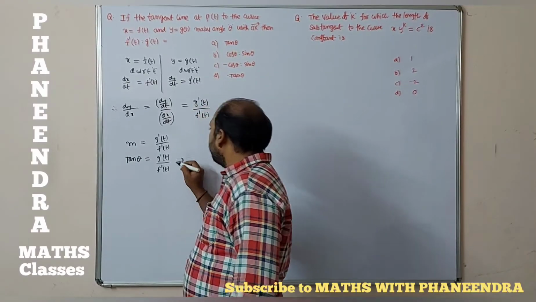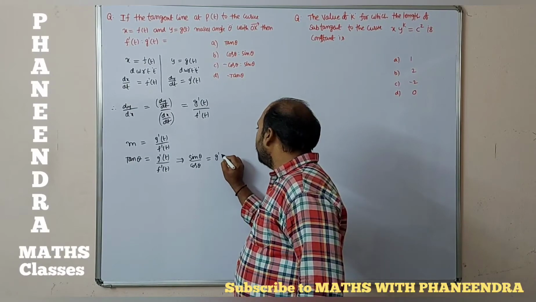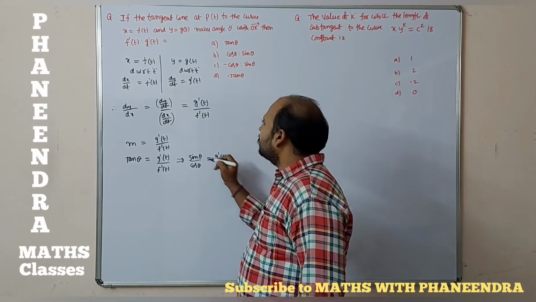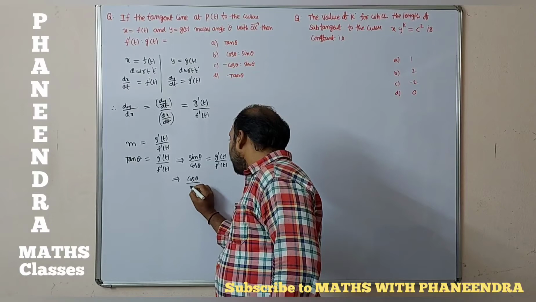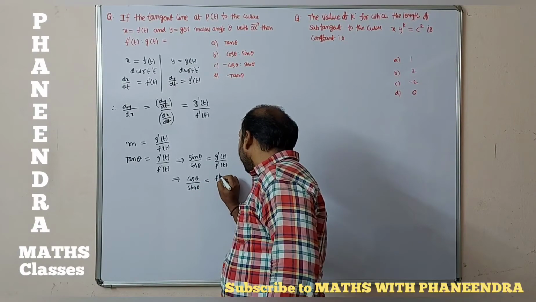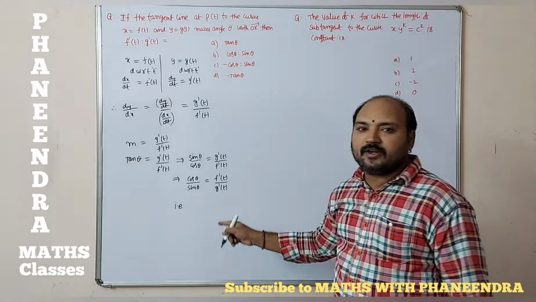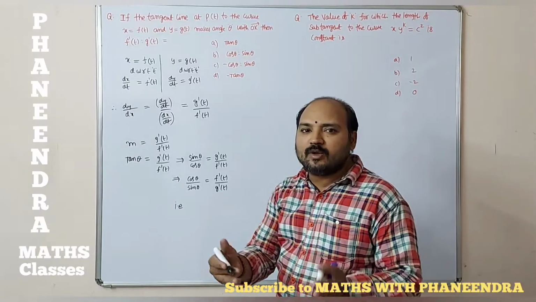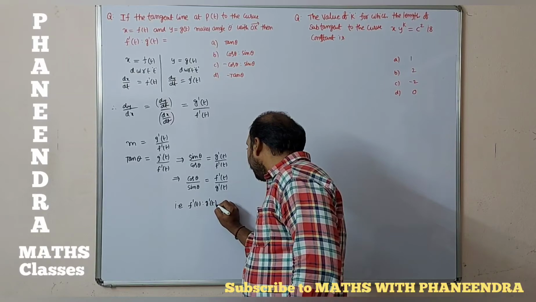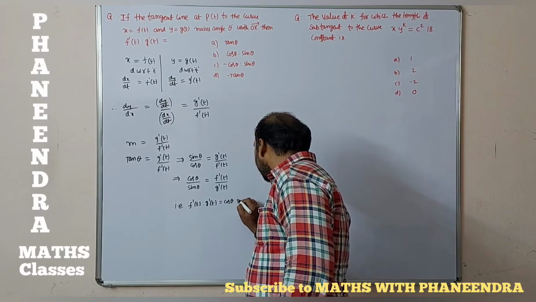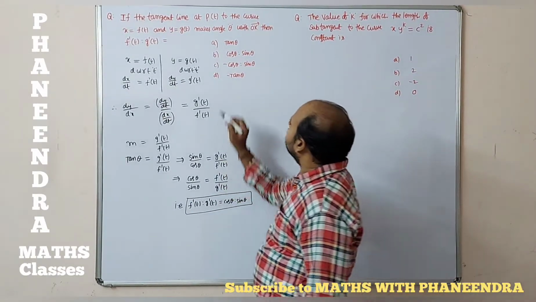So tan theta can be written as sin theta by cos theta is equal to g dash of t by f dash of t. But they are asking for f dash of t is to g dash of t, so write the reciprocals. Cos theta by sin theta is equal to f dash of t by g dash of t. We can write it in the ratio: a by b equals c by d means a is to b equals c is to d. So f dash of t is to g dash of t is equal to cos theta is to sin theta. So cos theta is to sin theta, it is there in the second option.